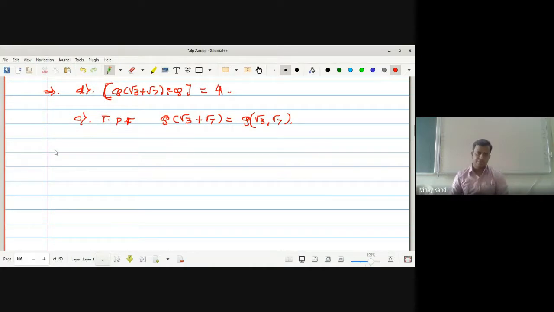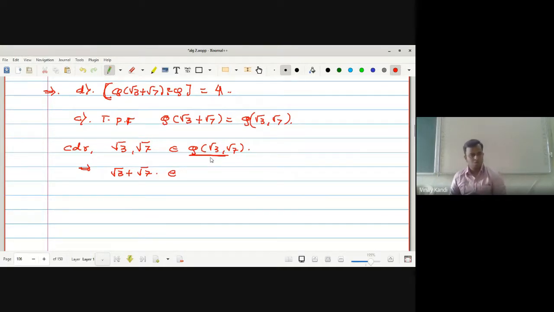Now consider root 3 plus root 7. These are elements from the field Q(root 3, root 7). Since this is a field, it is an additive group with respect to addition. So this implies root 3 plus root 7 belongs to Q(root 3, root 7). So this implies the field Q(root 3 plus root 7) is contained in Q(root 3, root 7). Any doubt up to here? No, sir.